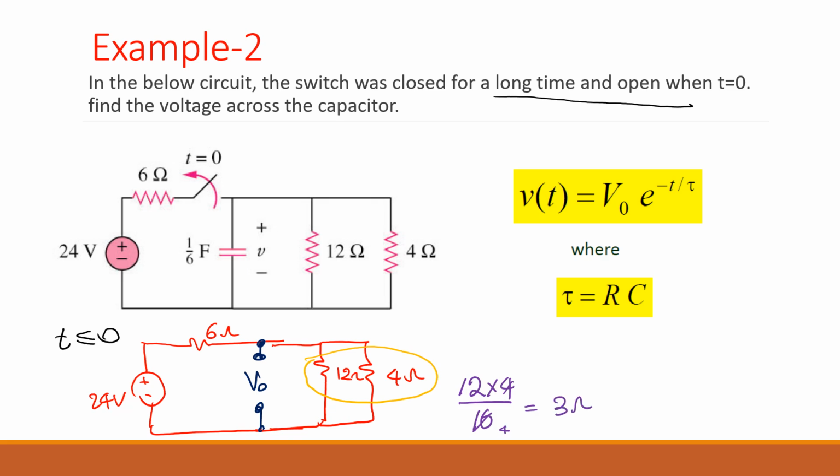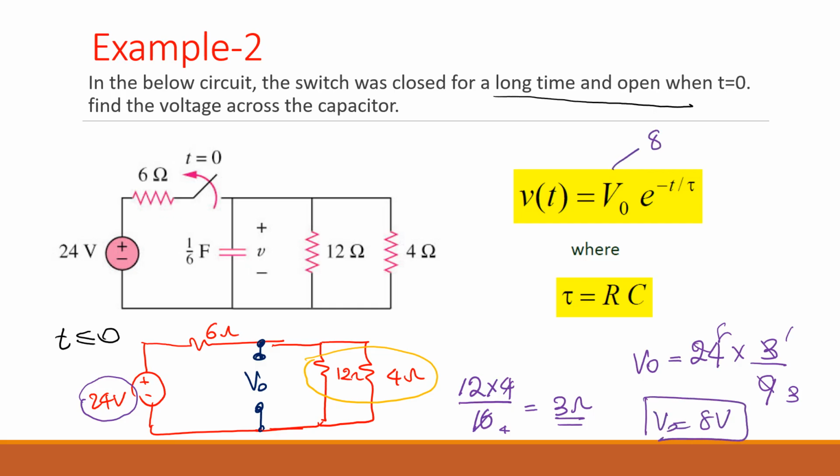So your voltage 24 is divided between 3 and 6, because 3 and 6 now are in series with each other. Agree? So how do we use the voltage division rule and find the V node? The total voltage is 24 times 3 divided by 9. So that will be 3 times 3, 3 times 1, 3 times 8. So your V naught is 8 volts. Agree? So we found the V naught, which is 8 volts, and we used the circuit for t less than or equal to 0, just before opening the switch.